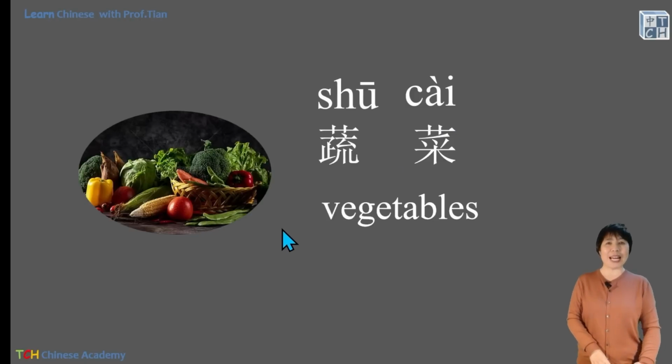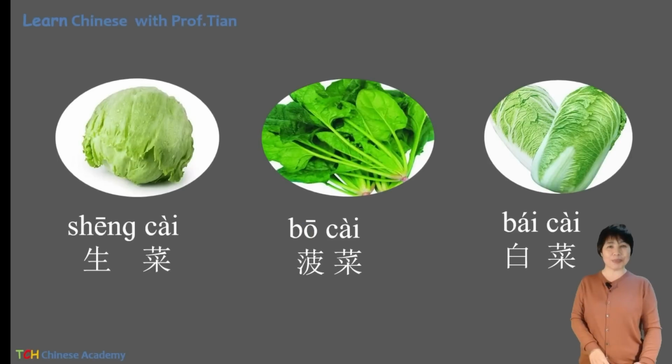Okay, so let's see the first group. Yes, so this one lettuce is 生菜. And spinach, 菠菜. And this one is a typical Asian 菜. That's 白菜. Yeah, 白, white. Because most part, kind of white. 白菜. Do you notice 生菜 and 菠菜? Yeah, 白菜. They all end with the basic or the root word 菜.